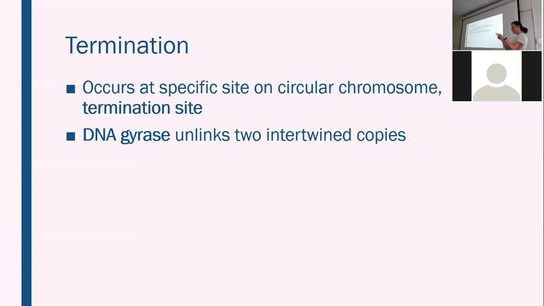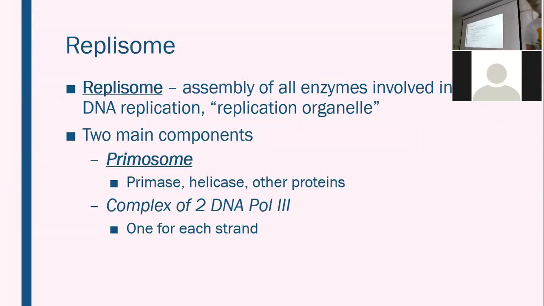We make our copy from the beginning to the end. When we hit the end, DNA gyrase, the thing that was helping us keep everything nice and tidy, pops both the pieces apart. We've got 2 new chromosomes, or we've got 2 copies of the same chromosome. And that is the end of DNA replication. Okay. It's manageable.